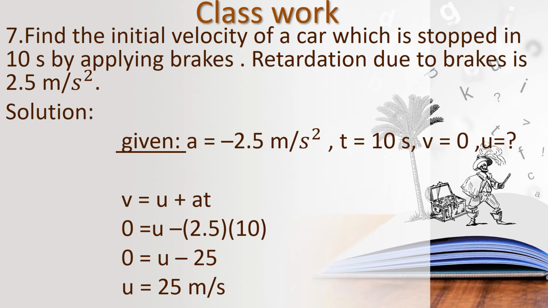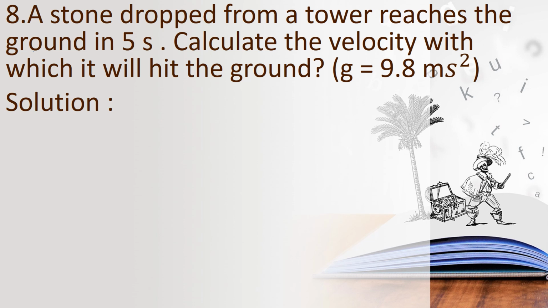Let us see the next problem, okay? A stone dropped from a tower reaches the ground in 5 seconds. The stone is dropped from the tower, so we can say the initial velocity is 0. So initial velocity u equal to 0. The time is 5 seconds. Then calculate the velocity with which it will hit the ground.